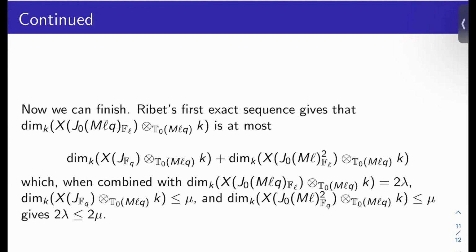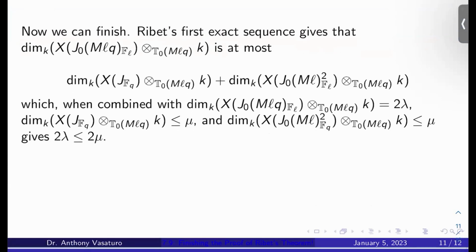We can finish now. We haven't used Ribet's first exact sequence yet. If you go back up to Ribet's first exact sequence, which I won't do, I'll let you do that, you find it says, no tricks, the k-dimension of the character group of J0 at level MLQ mod L tensored up to K is at most the k-dimension of the character group of J mod Q tensored up to K plus the k-dimension of the character group of J0 at level ML squared mod L tensored up to K. This just follows immediately from the exact sequence.